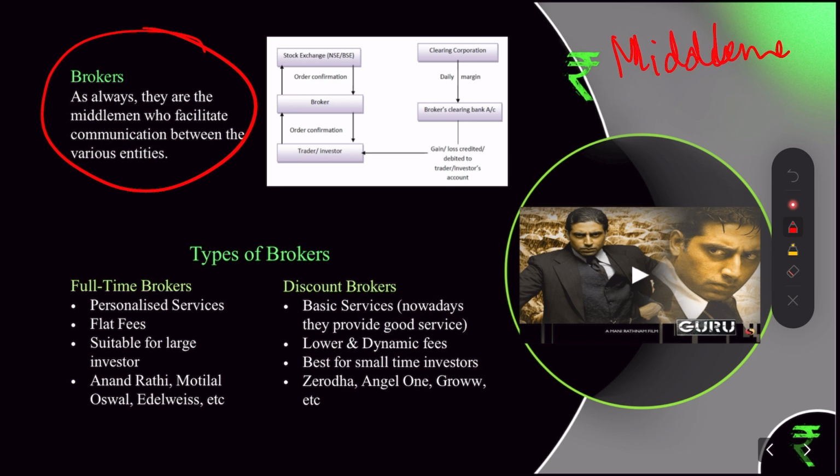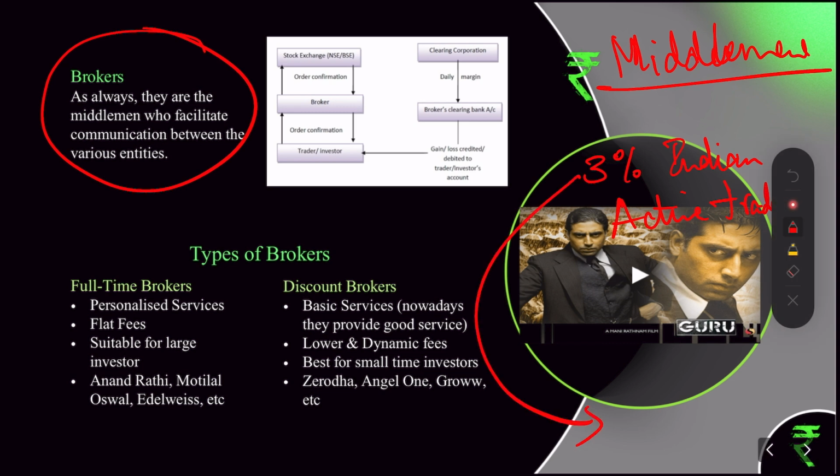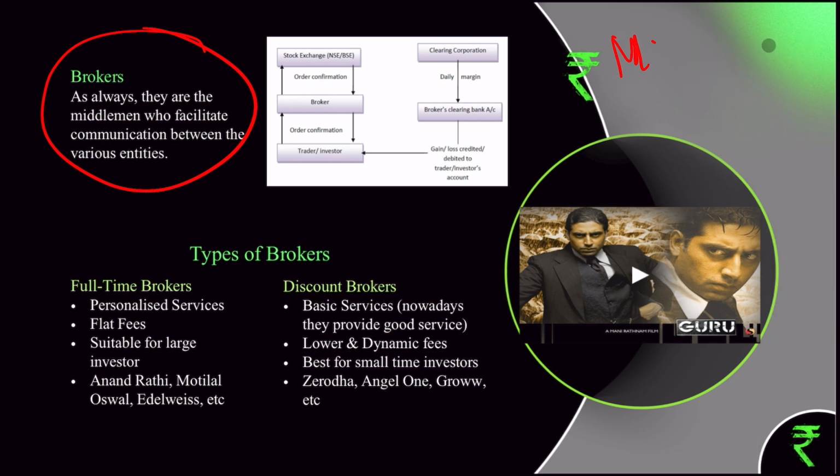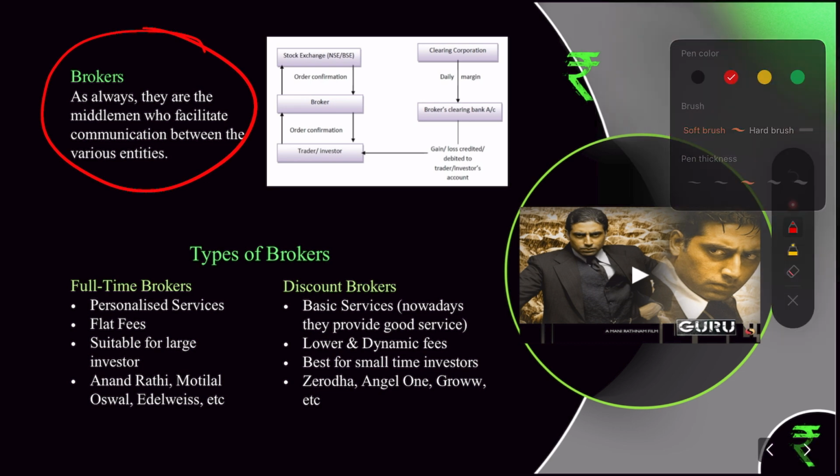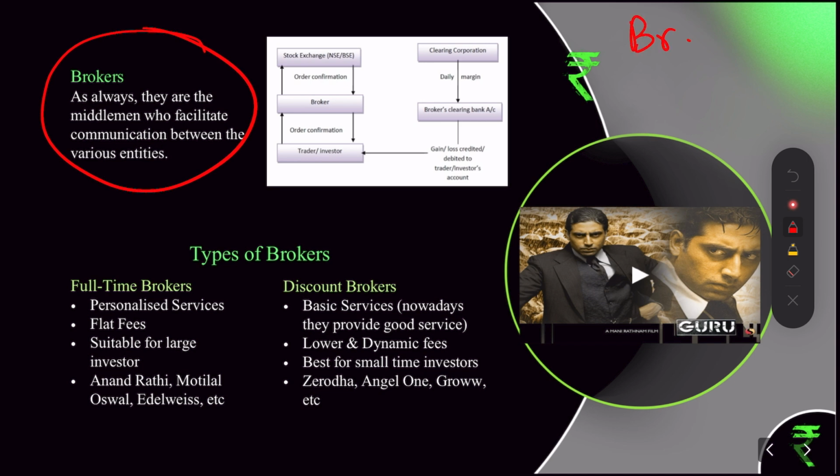Around 3% of the Indian population actively trade in the stock market. So this 3% sums up to 3 crores. And the stock exchange cannot tend to the needs of all the 3 crore individuals. That is why they have middlemen or subsidiaries who are called brokers. The brokers are not any government institutions. So they are private institutions and they provide a better place for transactions.